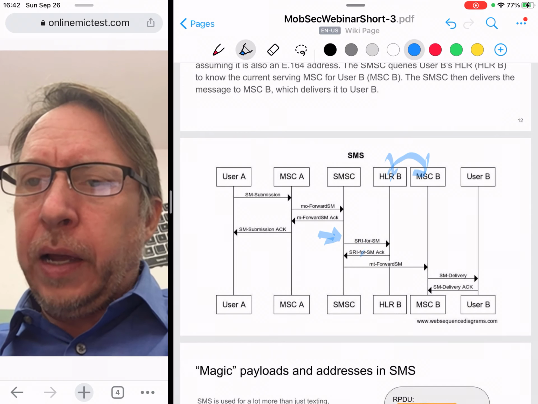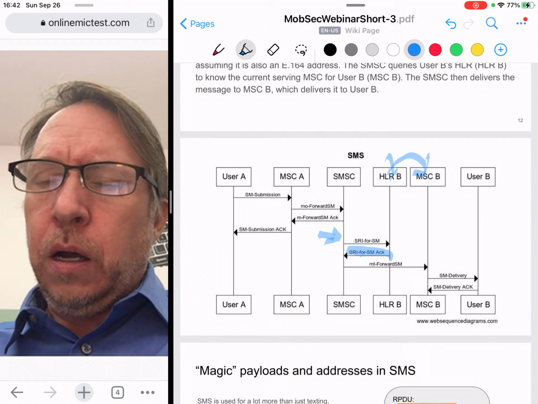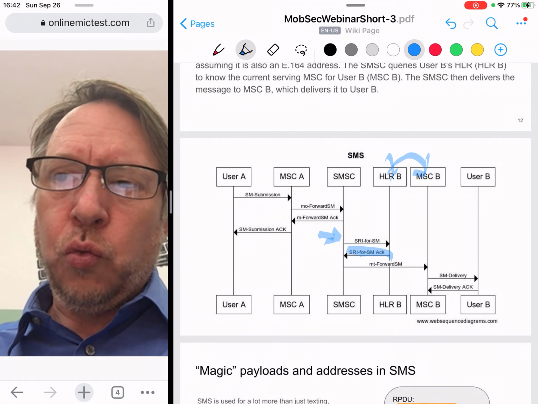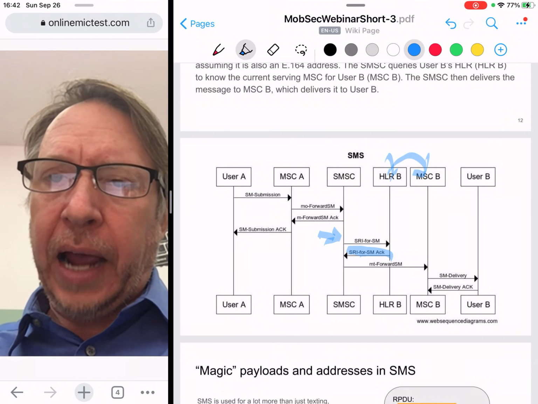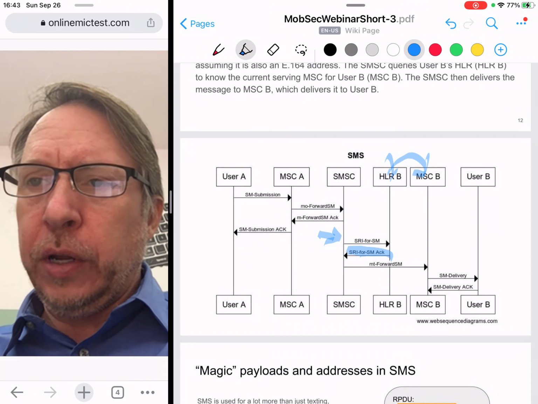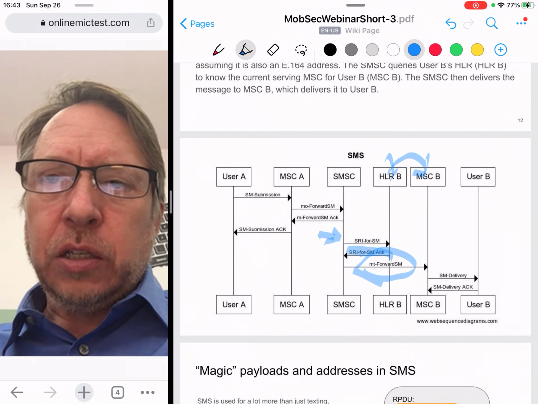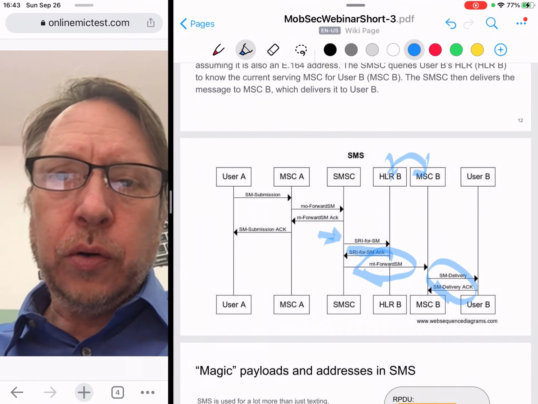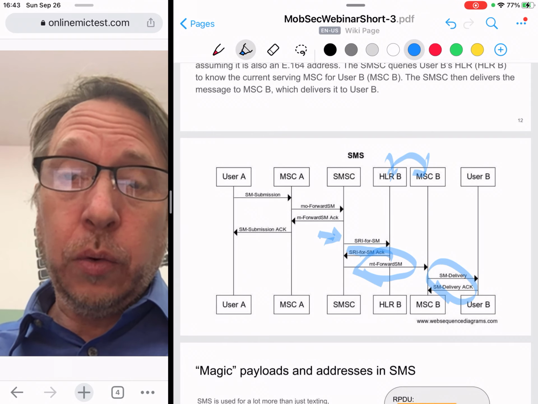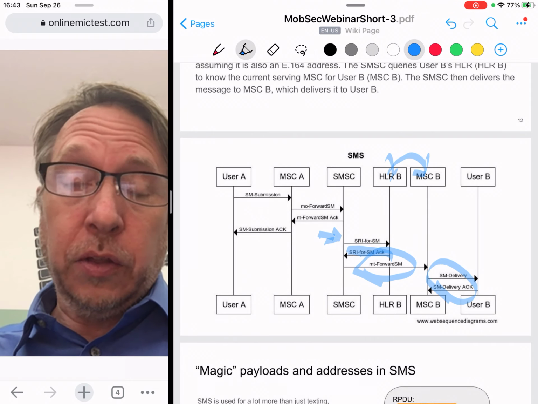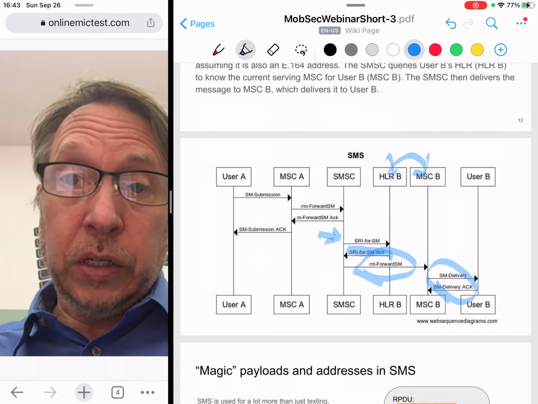It answers back here. SR means send routing for short message ACK, acknowledgement, which provides the routing information. And then the SMSC sends the text message to MSC B. MSC B delivers the text message to the user through the radio network. We don't show the radio network here just to keep it simple, because there's nothing but a tunnel. And user B gets a text message. That's how SMS gets delivered.